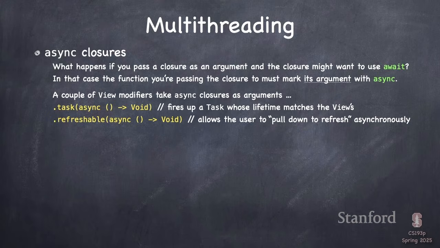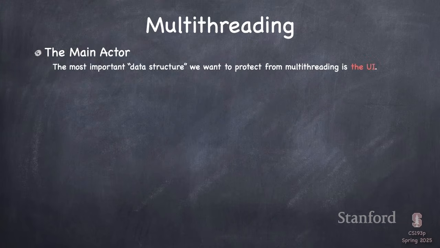Yeah, so the question is, these are marked async, so do these inherit the actor isolation? Absolutely they do. They inherit the actor isolation of whatever you're attaching them to. But again, they're view modifiers, so you're attaching to a view, so they're going to be main actor. Let's talk about the main actor.